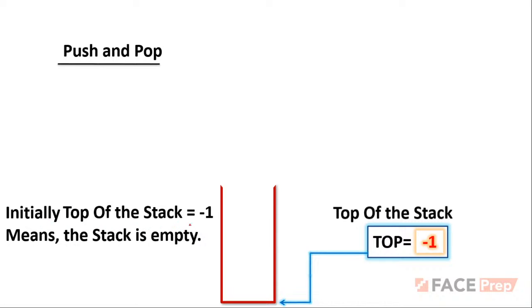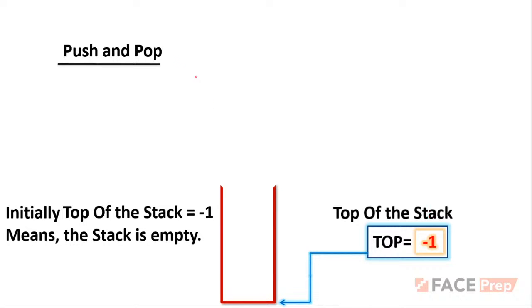Initially top of the stack will be -1 because initially the stack will be empty only, right? Initially we will not have any element inside the stack. So initially we will be having an empty stack, and the value of the top will be equal to -1. With the help of the top value, we can get to know whether my stack is full or empty or it contains any elements.